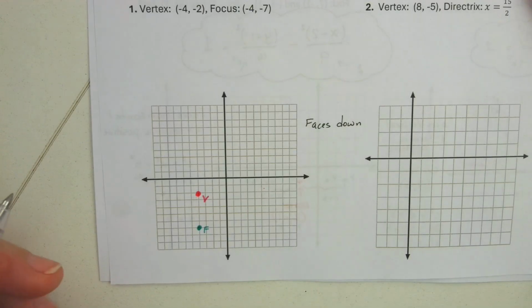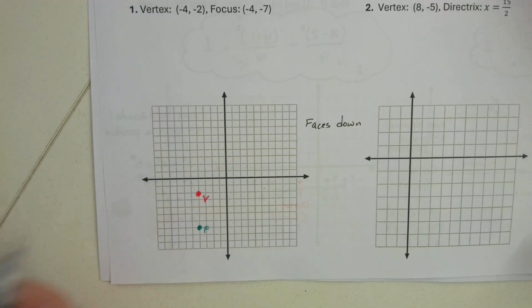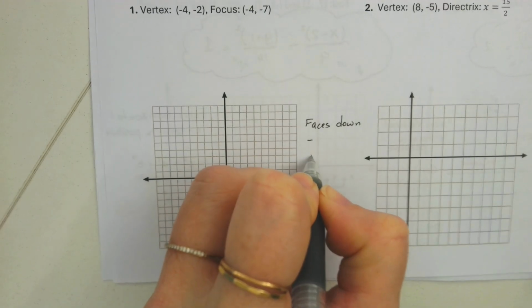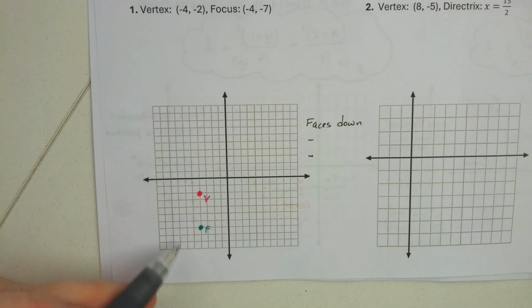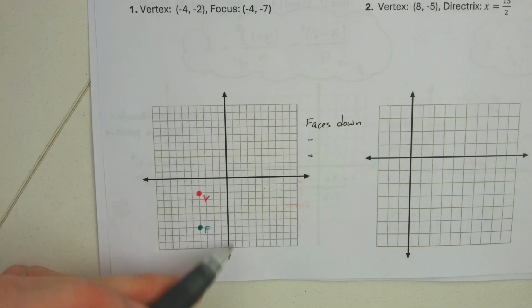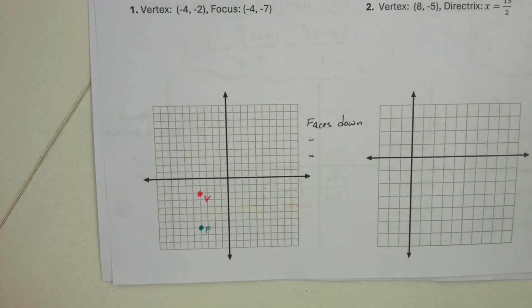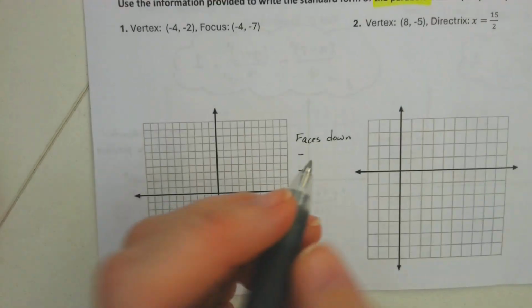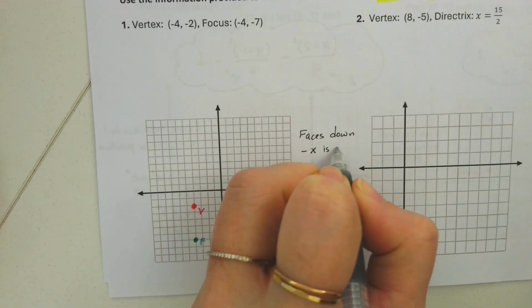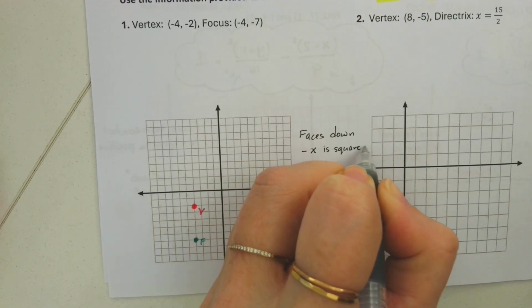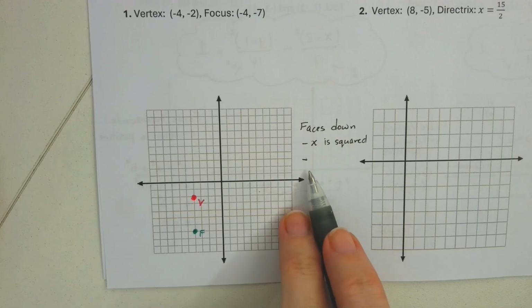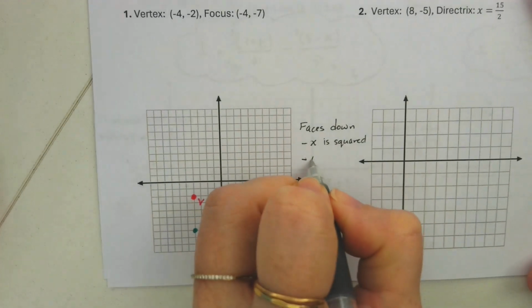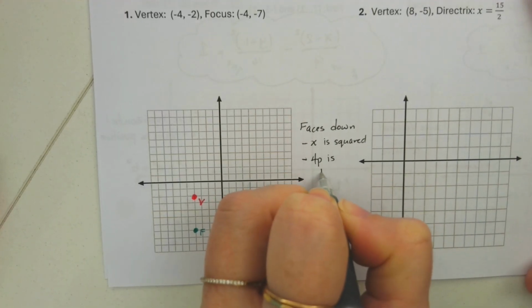So facing down tells me two things. It should tell me which variable is the squared variable, and it should also tell me if 4p is positive or negative. If it faces down, does that mean x is squared or y is squared? X is squared, which is normal. For a normal quadratic, x is squared and it creates up or down. And if it faces down, is the 4p going to be positive or negative? Negative, because it's downwards. 4p is negative.